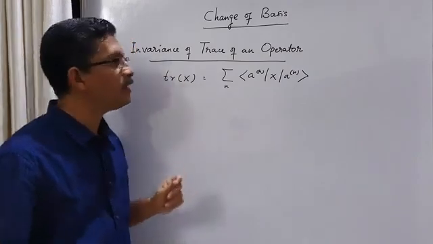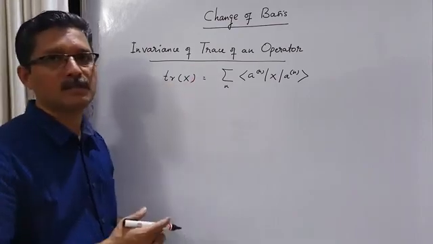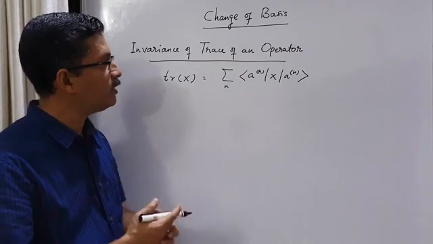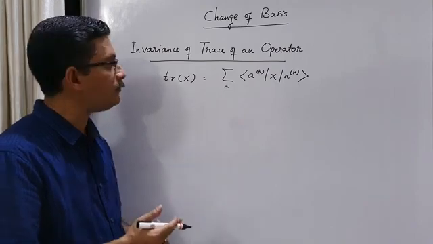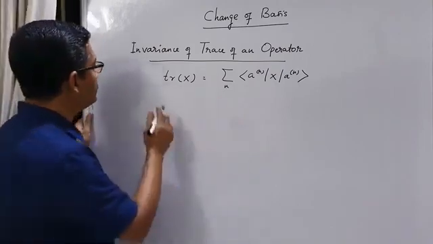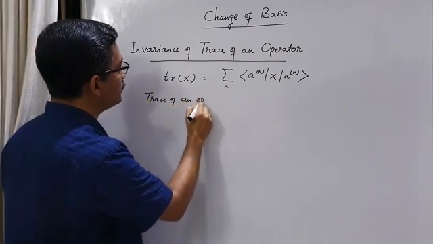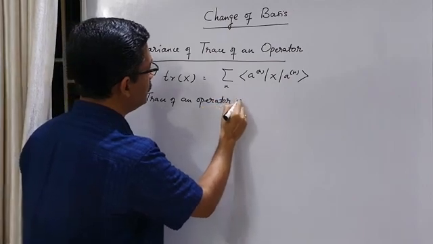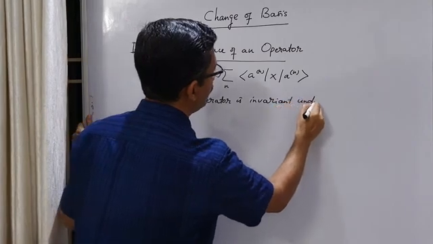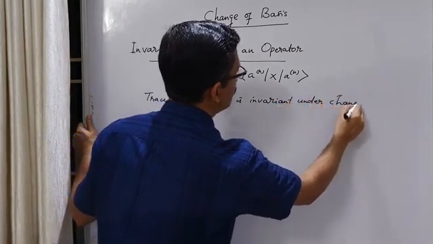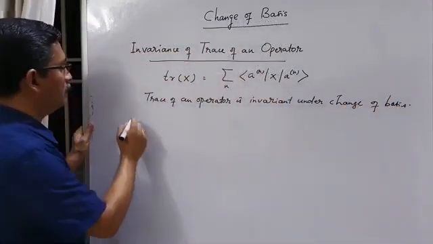Now in change of basis, there is an important result that the trace of an operator is invariant under a change of basis. Whenever you make a change of basis from, let us say, ket A_n to ket B_n, then the trace will be the same. Let us try to prove this. So the result is this: trace of an operator is invariant under change of basis. Okay, so let's try to prove this.